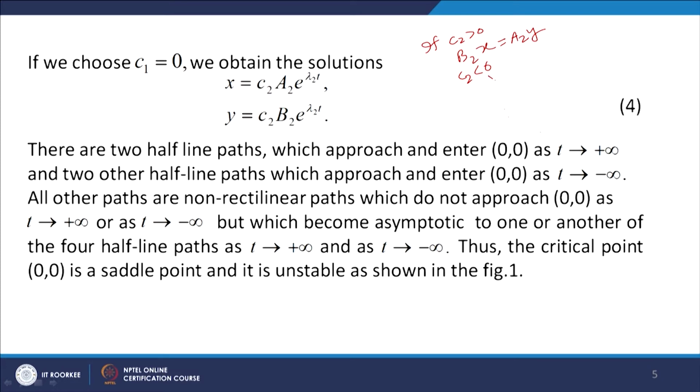But since lambda 2 is greater than 0 here, as t goes to minus infinity, x goes to 0 and y goes to 0. So, these two half line paths enter (0, 0) as t goes to minus infinity.